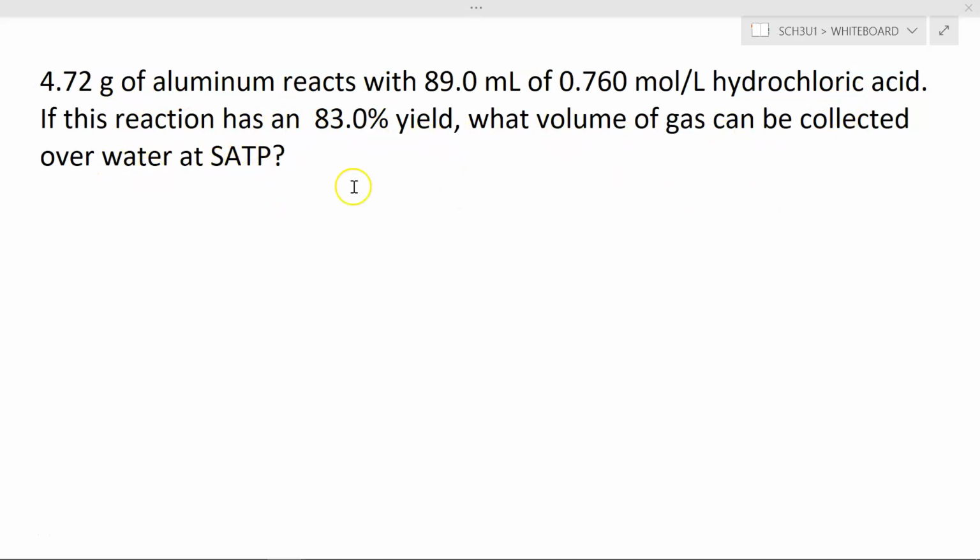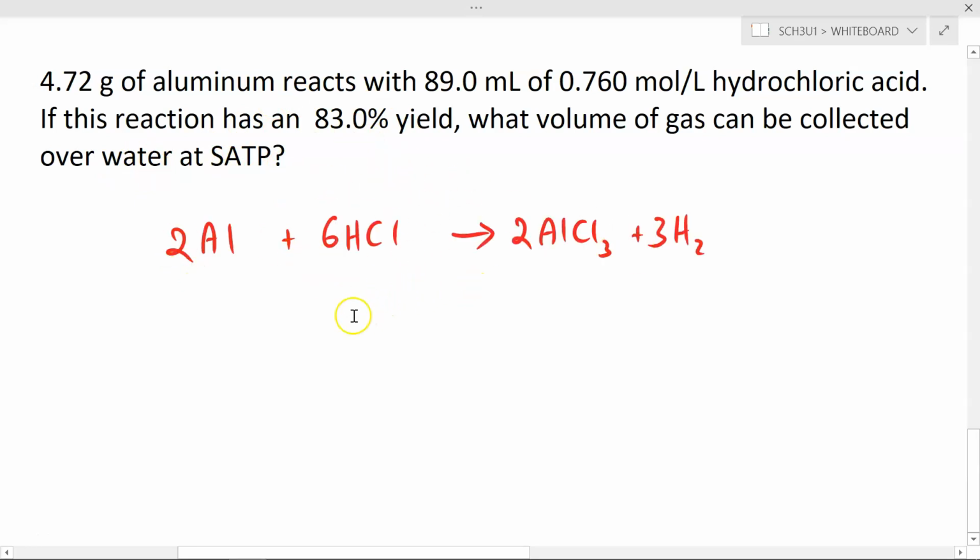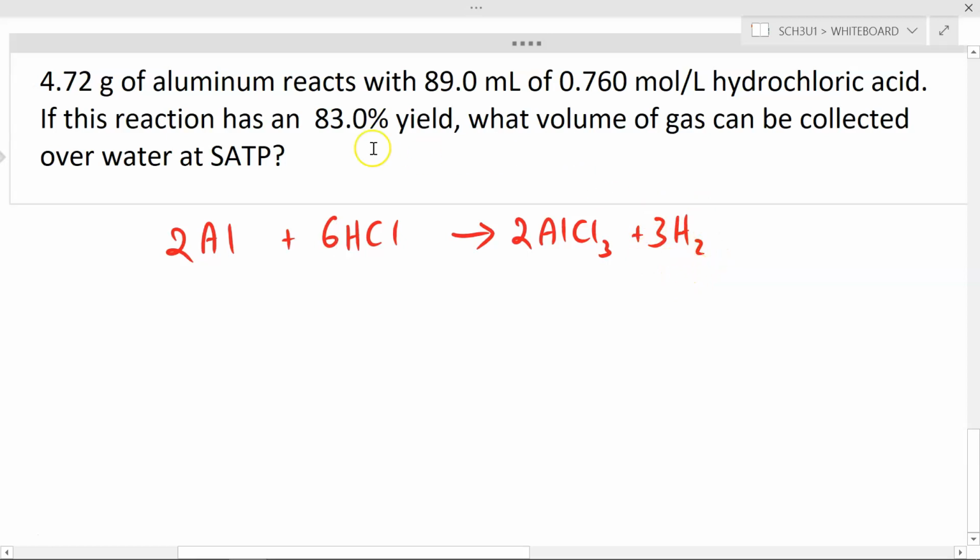So the first step is to write out the equation, and don't forget to balance it. So this is a single displacement reaction, aluminum reacting with hydrochloric acid. You're going to check your activity series. Aluminum is higher than hydrogen, so that's fine, so it's going to displace it. Hydrogen gas will pop out, so we want to know what volume of hydrogen gas will be produced in this reaction.